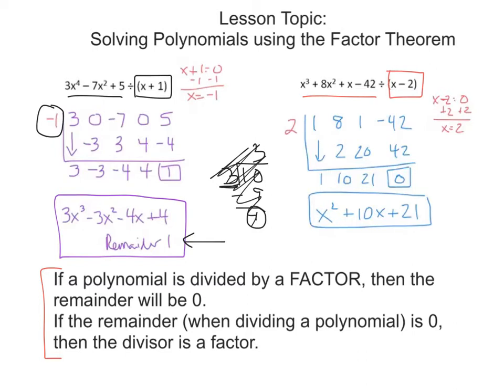So to sum that up, that's what this says down here. If a polynomial is divided by a factor, then the remainder will be 0. Reading that in reverse, the converse, as we learned in geometry: if the remainder when dividing a polynomial is 0, then we know that the divisor is a factor. All right, let's look at how this will help us.